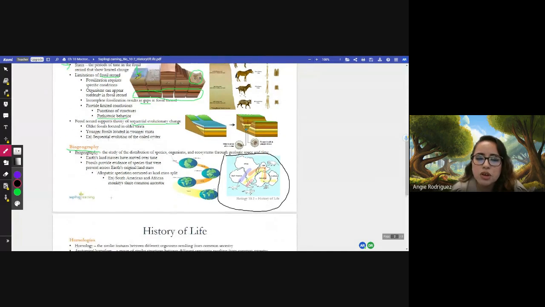There's something else called allopatric speciation. This occurred as a landmass split. So, for example, South American and African monkeys share a common ancestor, even though they're from two very different parts of the world. It's all because of Pangea, that supercontinent.